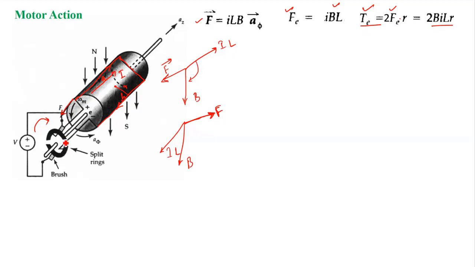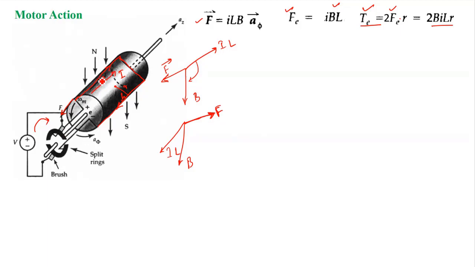Now the question is, if the commutator would not be here, suppose I put a slip ring here, two slip rings connecting these two wires, right? Then will it work or will it not work? If I put slip rings, it will not work, because the current will be unidirectional in one conductor. It will not change, right?